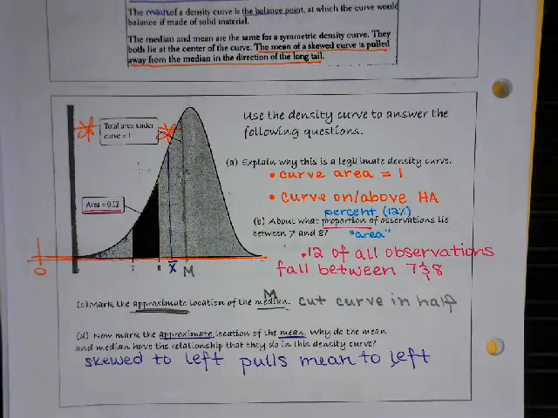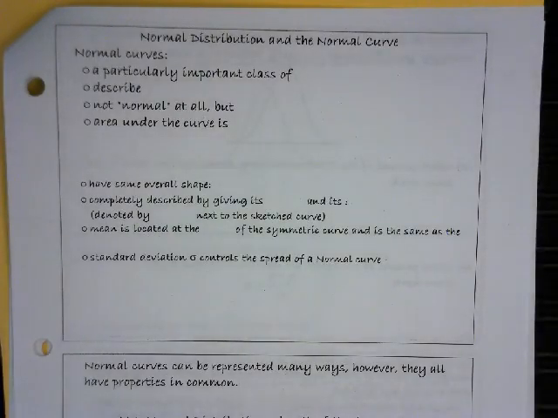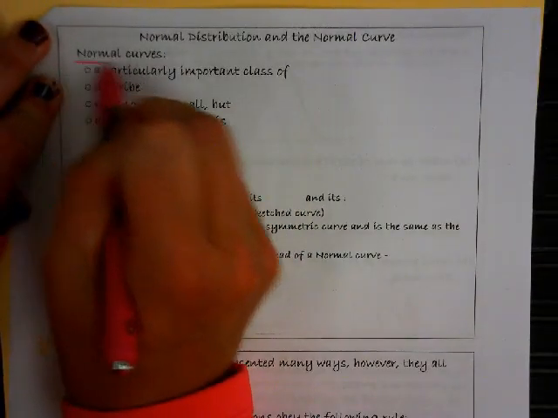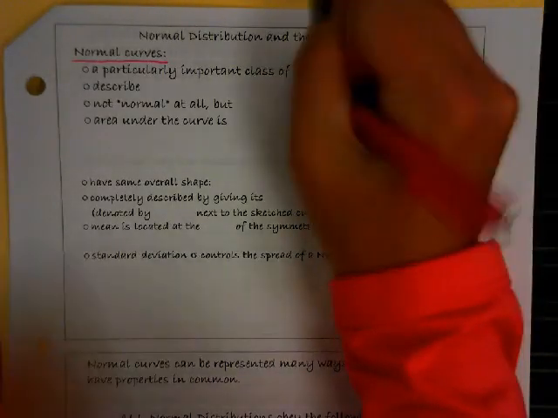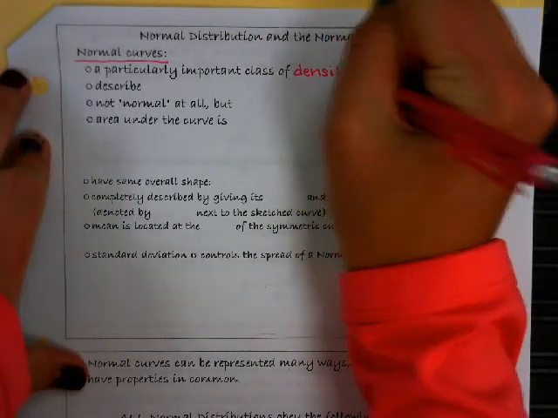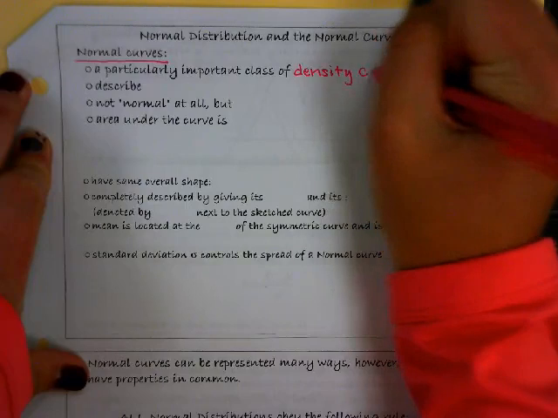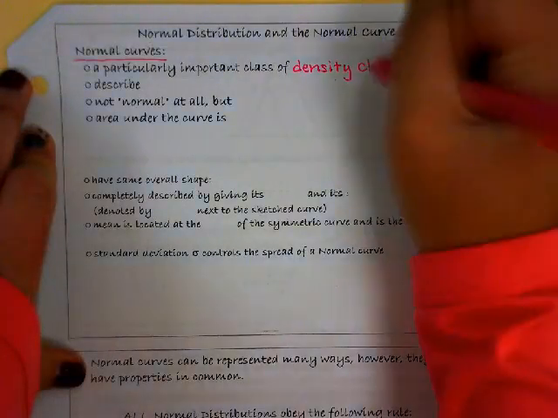Alrighty. So, a few more definitions. These are definitions for the normal distribution and normal curve. So there are 4 characteristics about normal curves. It's a particularly important class of density curves. So a normal curve is still a density curve. It's just an important one. I wrote class, not curve, sorry. Curve.